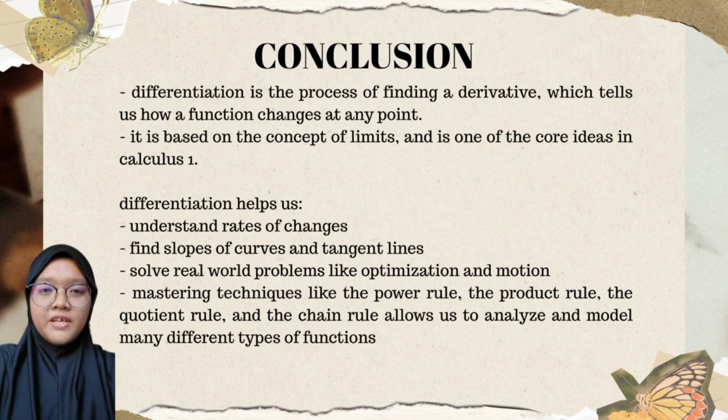Differentiation is the process of finding a derivative, which tells us how a function changes at any point. It is based on the concept of limits and is one of the core ideas in Calculus 1. Differentiation helps us understand rates of change, find slopes of curves and tangent lines, and solve real-world problems like optimization and motion. Mastering techniques like the power rule, the product rule, the quotient rule, and the chain rule allows us to analyze and model many different types of functions.